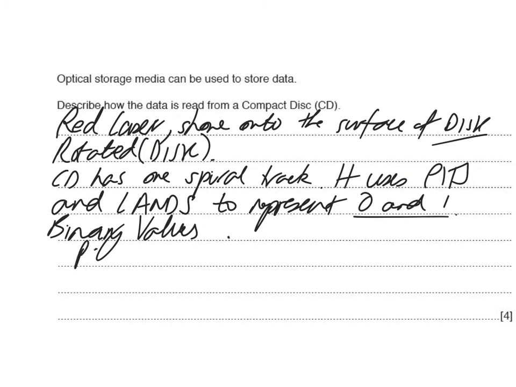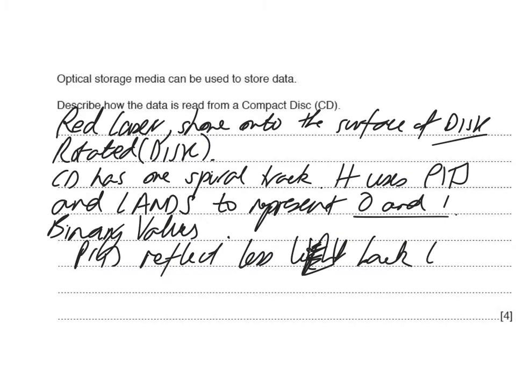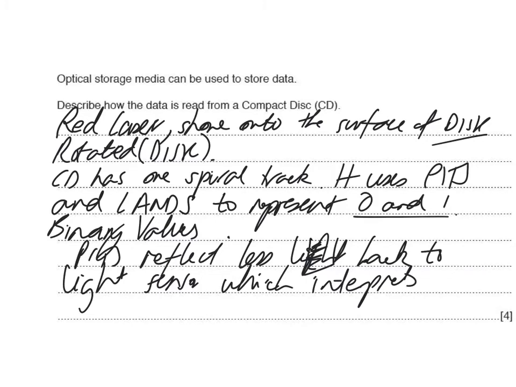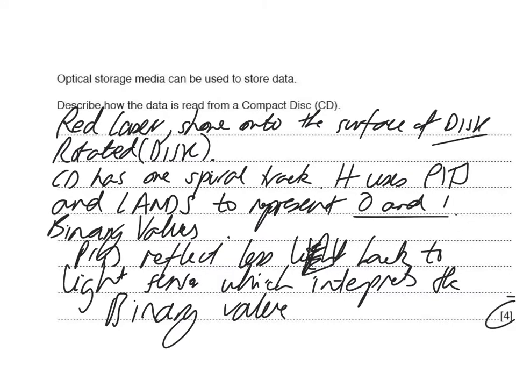So pits reflect less light because they're like a hole in the ground, so it's dark, so less light. Reflect less light back to the light sensor, which interprets the binary value. So there's quite a lot there, there's about 7 or 8 points. As long as you get 4 in this case, then you'll be doing great.